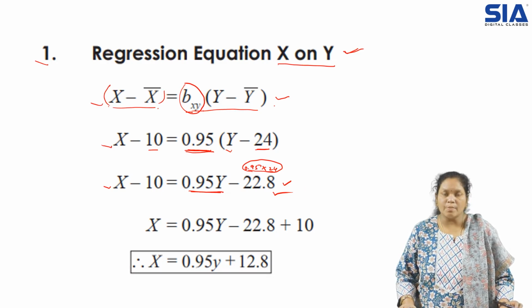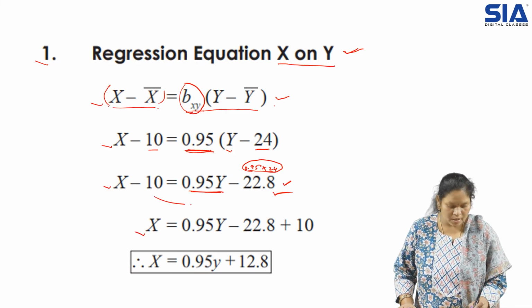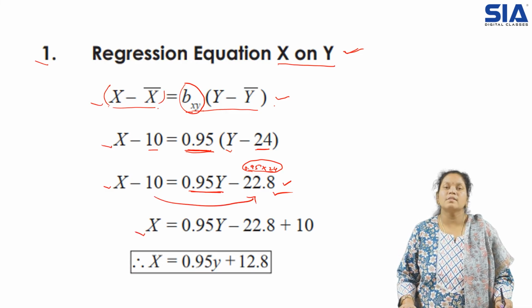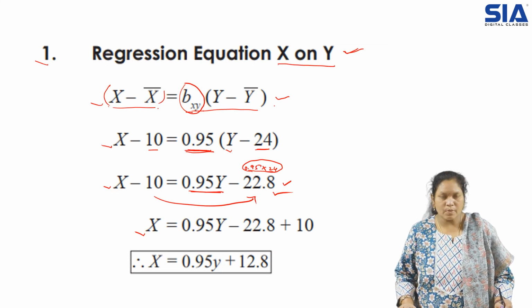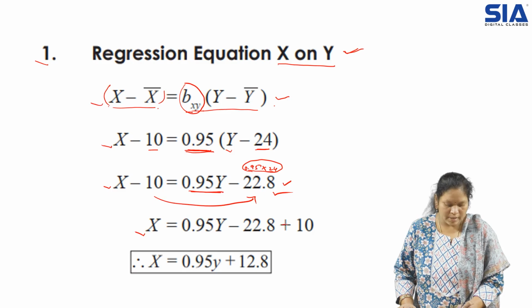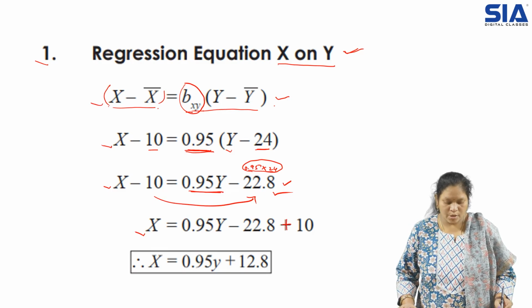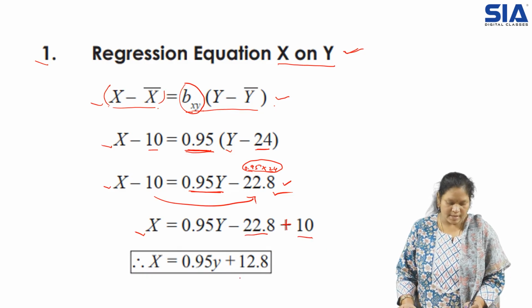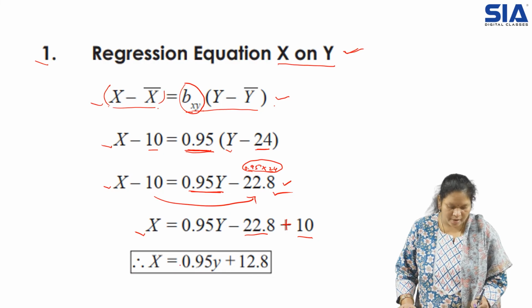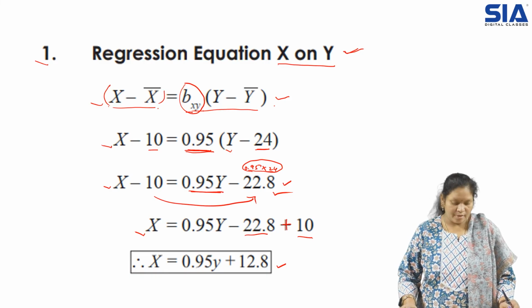Now the next step: the x term as it is I am keeping. x is equal to, 10 I am taking to the other side. It is in subtraction, that is, you have a minus sign. When it goes to the other side it becomes positive. So that is plus 10 you have to write. So plus 10 I have written here. Now minus 22.8 plus 10 you have to do. We got the answer as 0.95y plus 12.8. So like that I have obtained the value here for x.